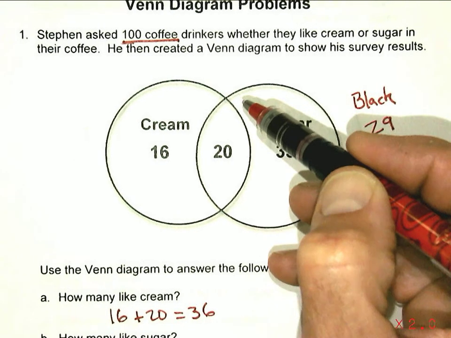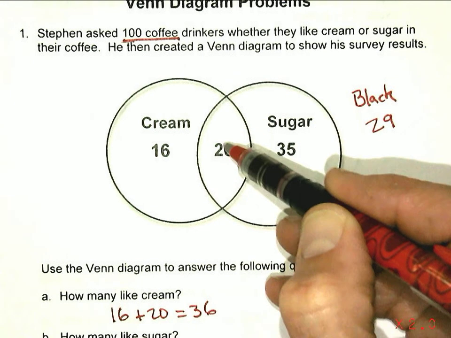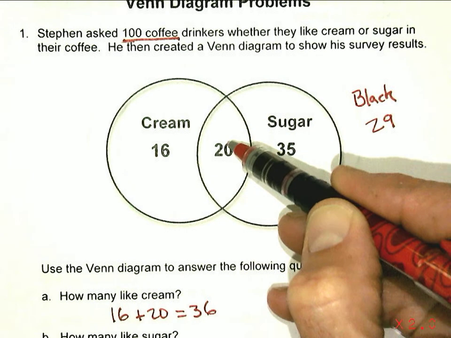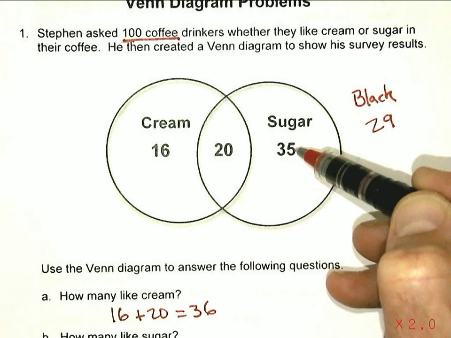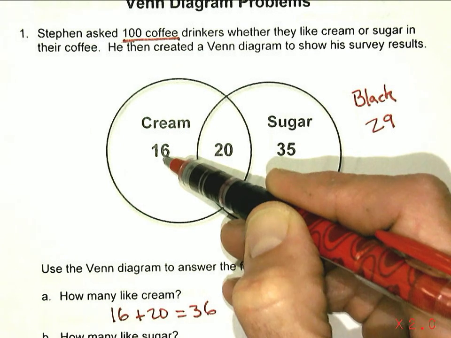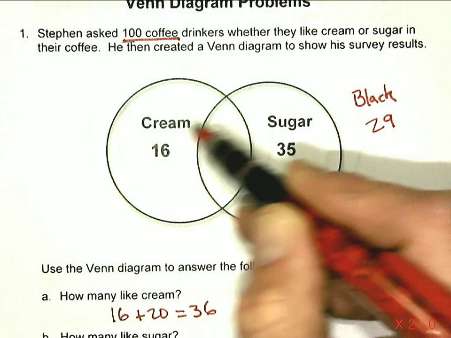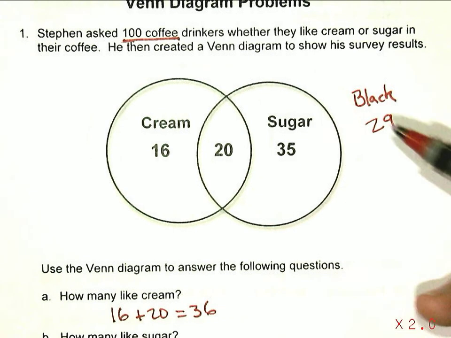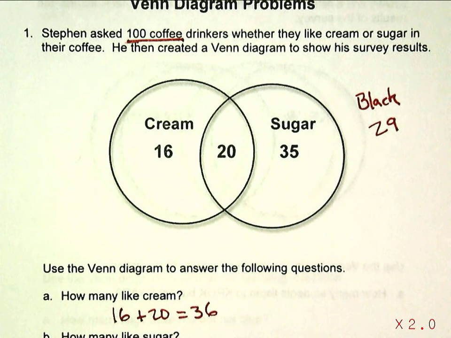So again, the whole idea of a Venn diagram is a way of organizing this information, and the overlapping part is the part where you would say these people like cream and sugar. They like both. These are the people that just like sugar. These are the people that just like cream. And these people out here are the ones that don't want either cream or sugar in their coffee. And that's how you use a Venn diagram to answer those kinds of questions. And we're going to continue in the next lesson looking at more Venn diagrams and how to use them in the same way.